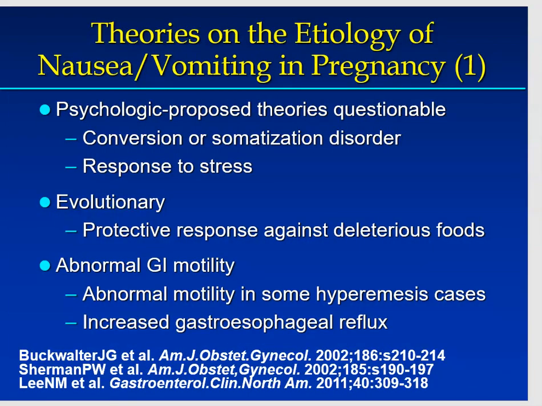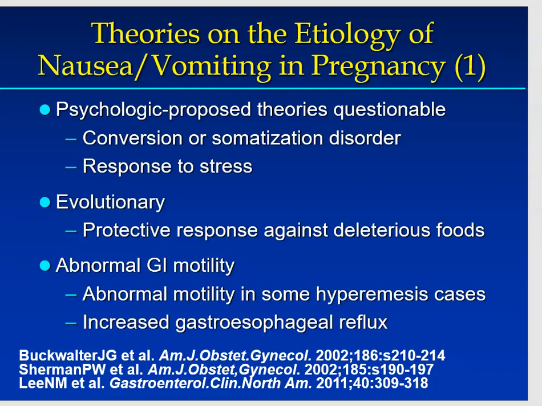Now, there are numerous theories on the etiology of nausea and vomiting in pregnancy. Over the years, certainly psychologic or psychiatric factors have been proposed, but there are no studies that can document that, in fact, these are important or play a significant role in the etiology of the disorder, though some of the theories were that conversion disorders or somatization disorders cause this particular problem, or it's a response to stress. Some feel that there is an evolutionary factor, that it's a protective response against deleterious foods. This may be true, but it's not the major reason that one probably gets this disorder.